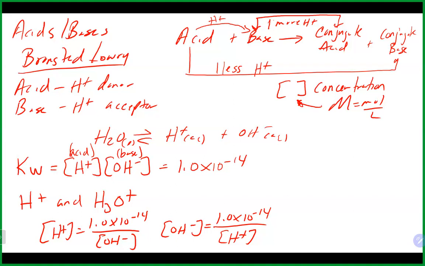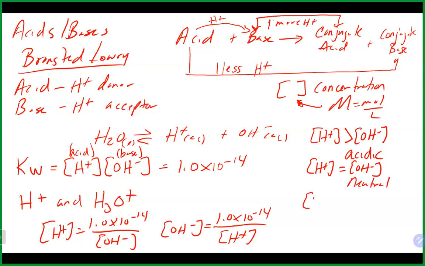What we can do with these numbers is compare them. So if the H plus concentration is larger than the OH minus concentration, that pretty much means that the acid part of the solution is bigger than the base part of the solution. It would be an acidic solution. If the H plus concentration equals the OH minus concentration, then they both have a concentration of 1 times 10 to the minus 7, which means it is going to be neutral.